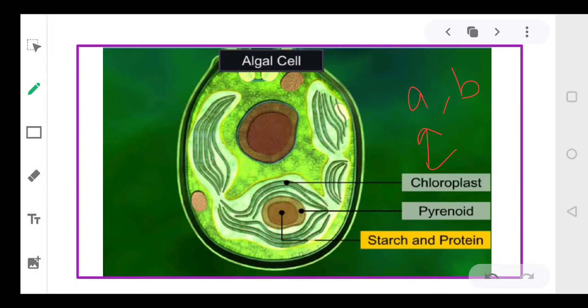Most of them contain special bodies called pyrenoids, which are storage bodies used for storing purposes. Pyrenoids are present in the chloroplast. They contain proteins, and along with this they also contain starch. So starch and proteins are stored here, and some algae forms can also store food in the form of oil droplets, so in many places oil droplets can also be stored.